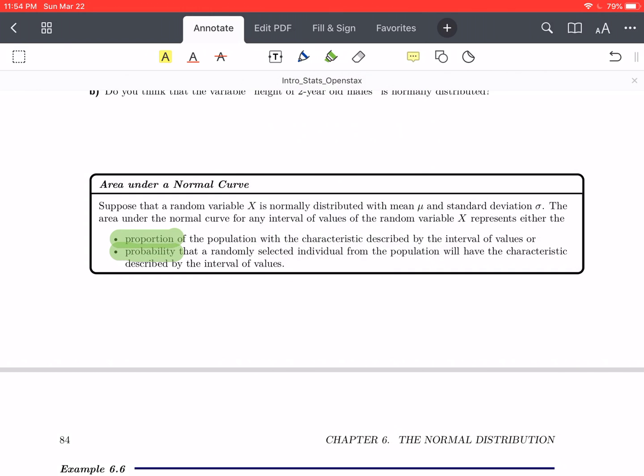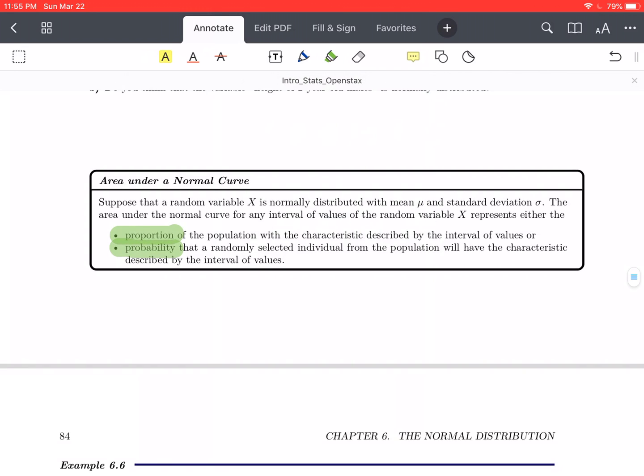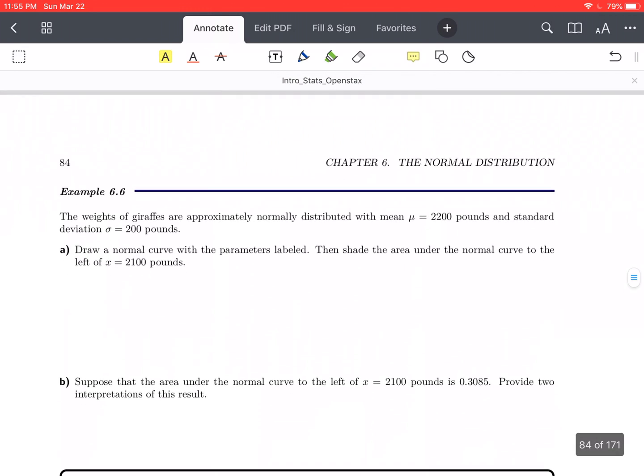So in other words, if we say that the area under the curve represents a proportion, and the value we got is 0.5, then the proportion of the population that this applies to would be 50%. Or we can say we got 0.5, which means the probability that any randomly selected person in this group has this condition would be 0.5, right? A 50% chance. So let's look at an example of this to help us with our interpretation here.